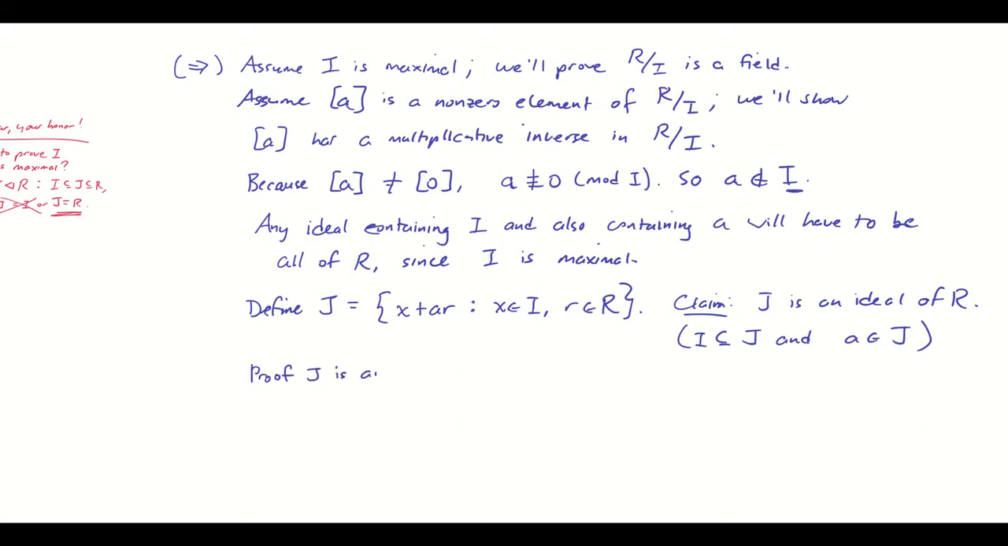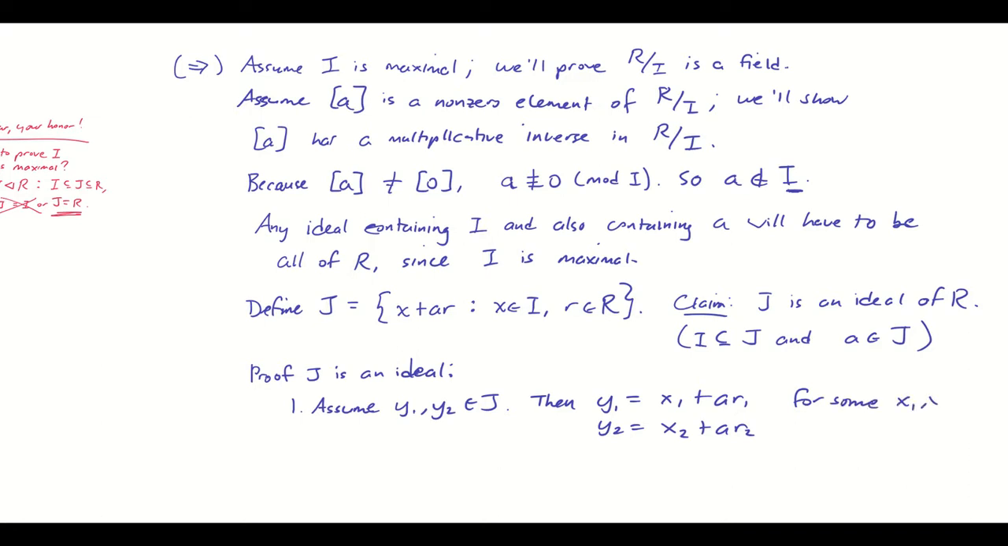J is an ideal. We already know it's non-empty because it contains A. So we need to prove the other closure properties. We need to prove J is closed under subtraction and that it absorbs multiplication. All right, so let's first assume y1 and y2 both belong to J. Then I can say y1 equals x1 plus a r1 and y2 equals x2 plus a r2, for some x1, x2 in I, r1, r2 in R.